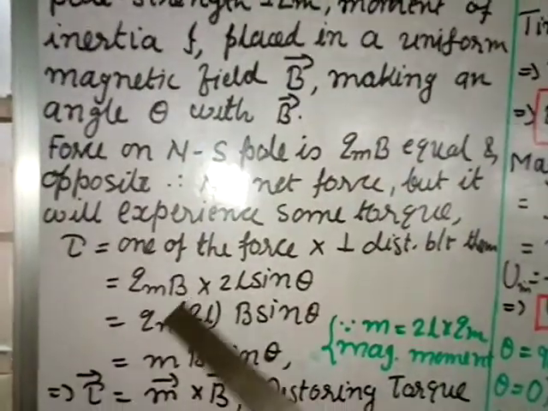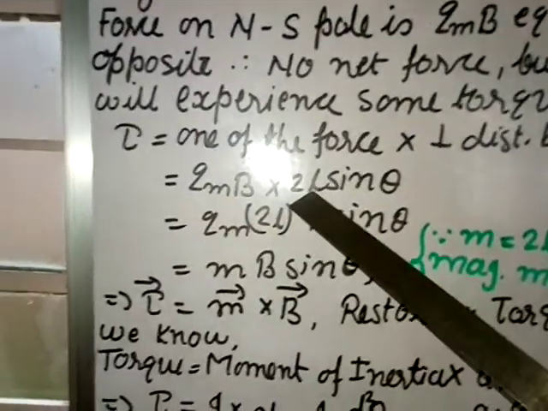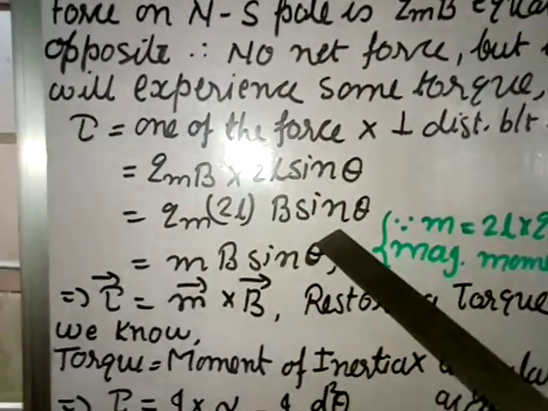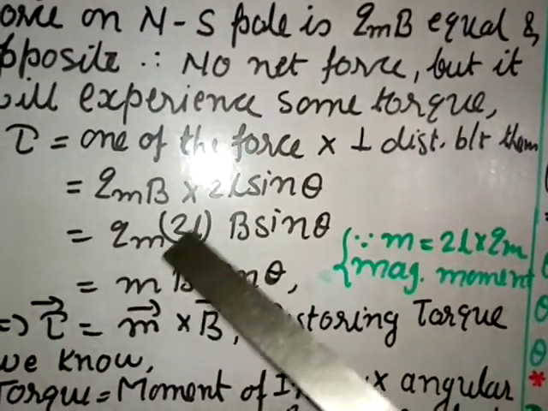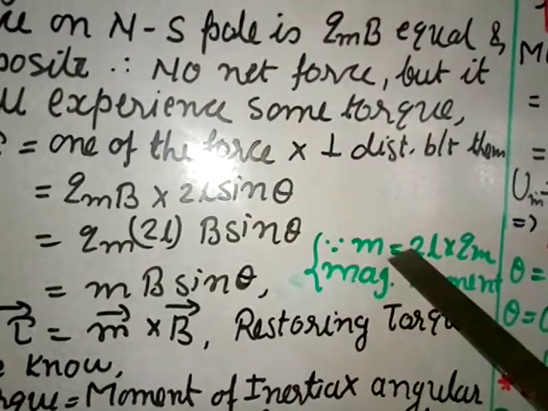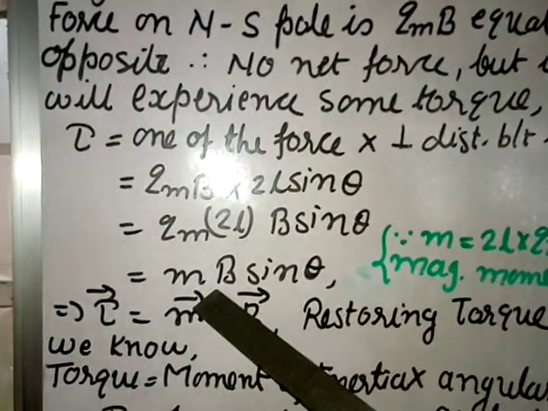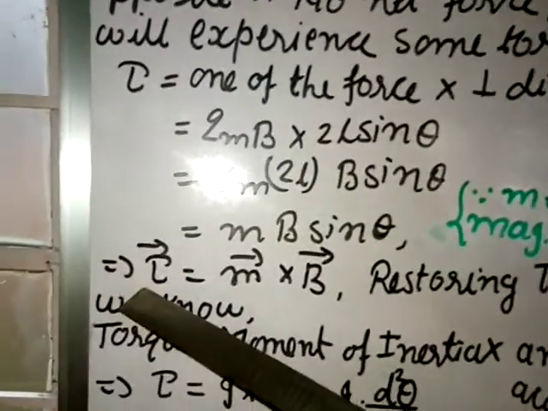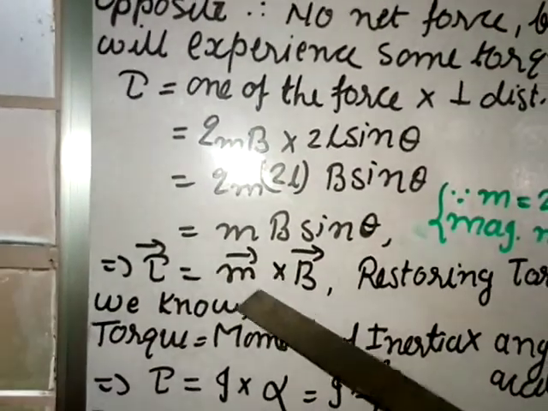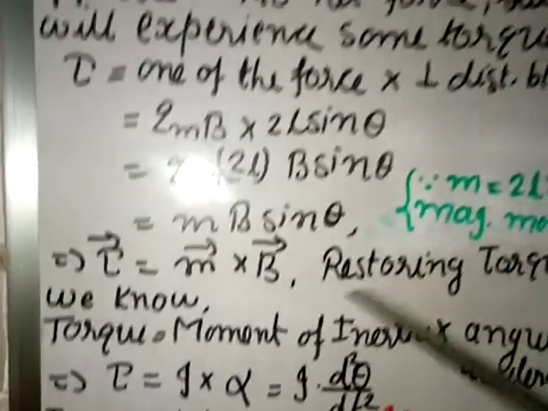So the force will be QmB and the perpendicular distance is 2L sine theta. Now we are going to rearrange this. Qm and L I am taking together, and B sine theta I am taking here. Now we note that Qm into 2L is the magnetic moment, written as m. m is equal to 2L into Qm, and this is called the magnetic moment. So I place this by m. mB sine theta. This is the magnitude. If you want to write it in vector form, tau vector is equal to m vector cross B vector. Sine theta is included in the cross product, and this is your restoring torque.